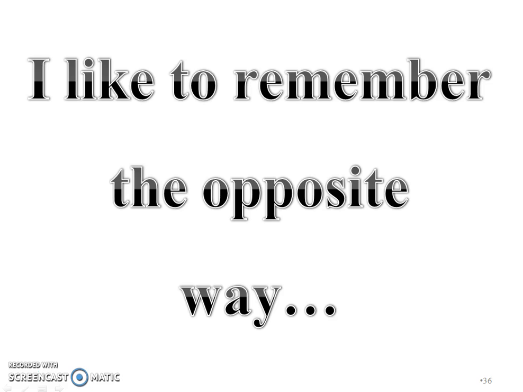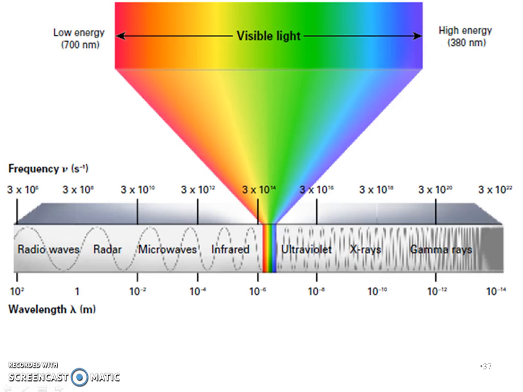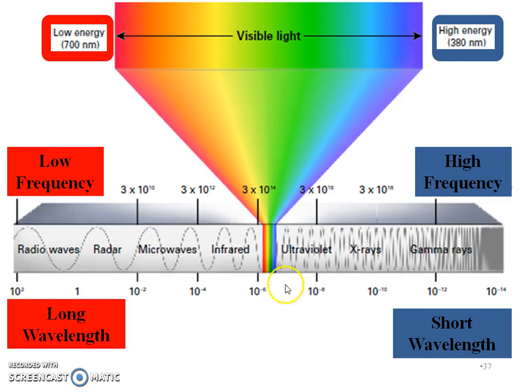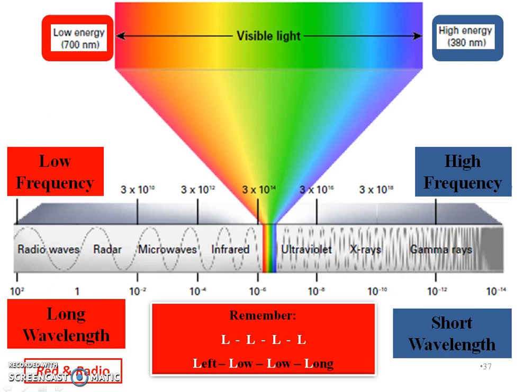I like to remember it the opposite way, with all the L's on the left: low energy, low frequency, long wavelength. L, L, L. On the left side there's low energy, low frequency, and long wavelength. It's up to you how you want to remember that. And then red for radio. I think about the left-hand side, where your visible light goes red to purple, like the rainbow.